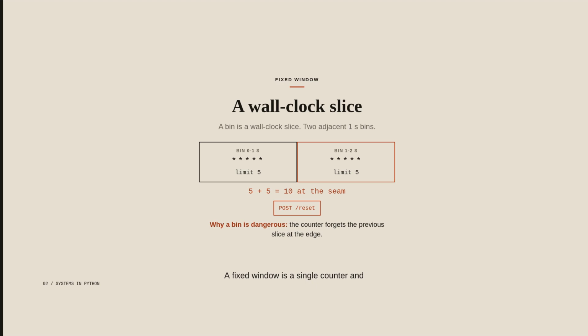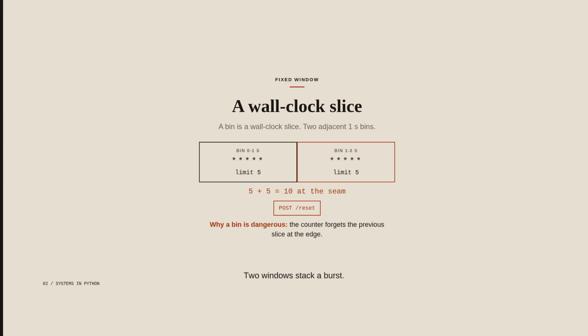A fixed window is a single counter and a wall clock bin. A bin is a wall clock slice, such as the second that starts at a whole second. The counter resets at the bin edge. The last instant of one bin and the first instant of the next bin can each take a full limit.